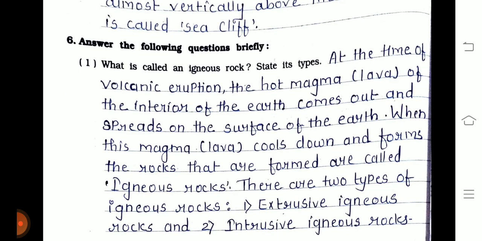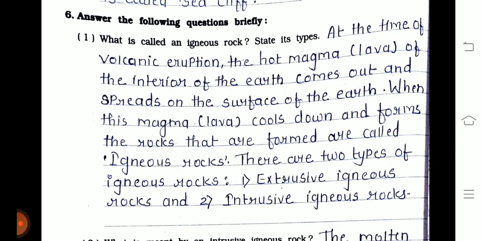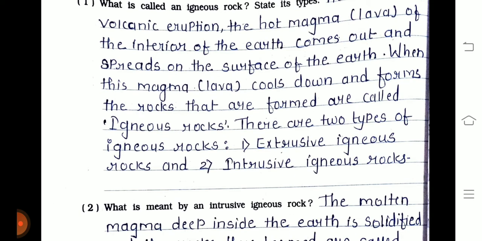Question number 6. Answer the following questions briefly. What is called igneous rock? State its type. At the time of volcanic eruption, the hot magma, means lava, of the interior of the earth comes out and spreads on the surface of the earth. When this magma cools down and forms, the rocks that are formed are called igneous rocks.